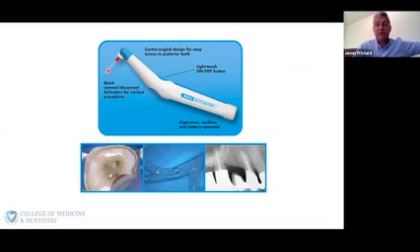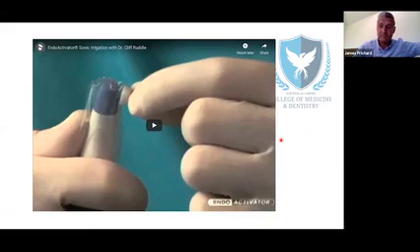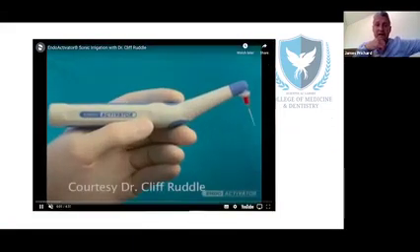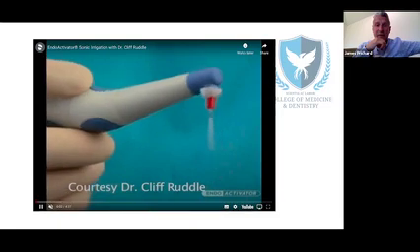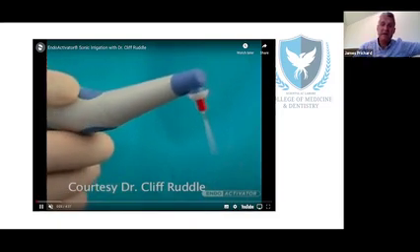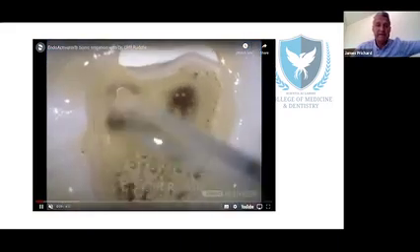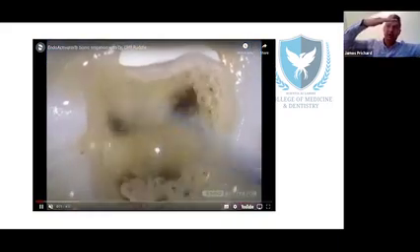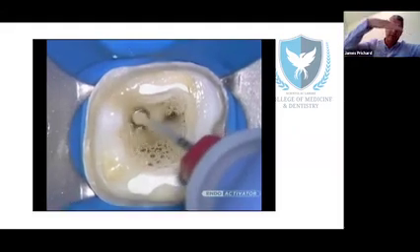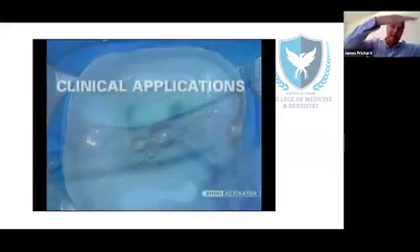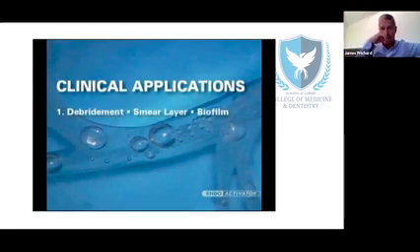The phrase that was coined with this was tsunami endodontics. This was developed by somebody called Cliff Ruddle in America. Here you can see the tip of the instrument vibrating laterally, and it's important when you have a vibrating tip that you move the instrument up and down inside the root canal to effectively get the tip moving along the entire length.